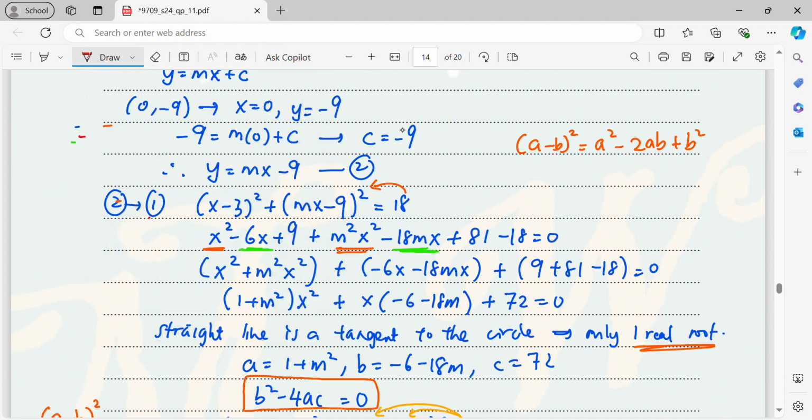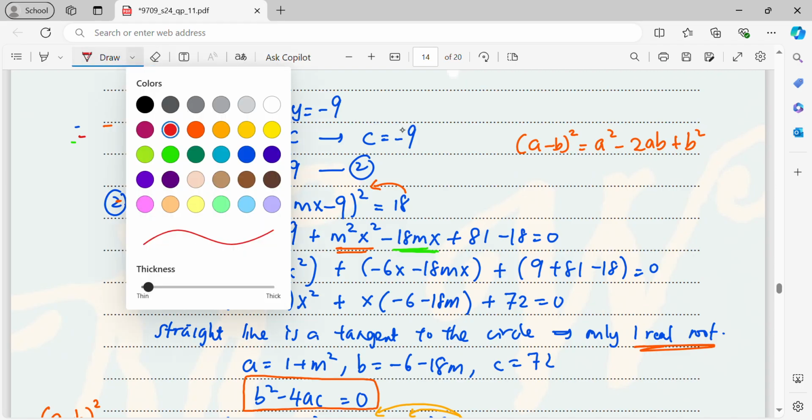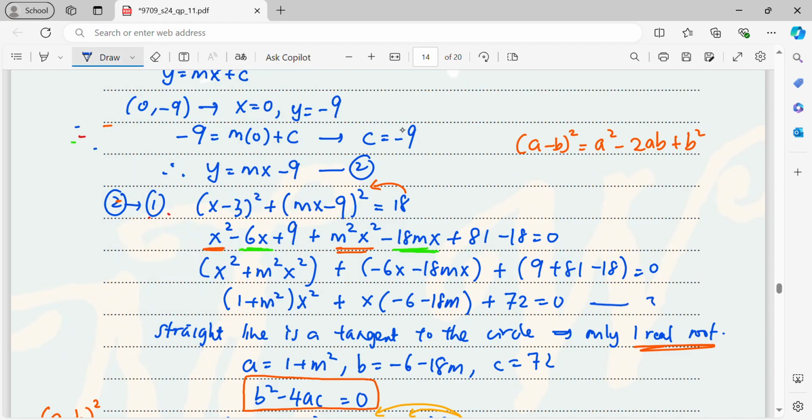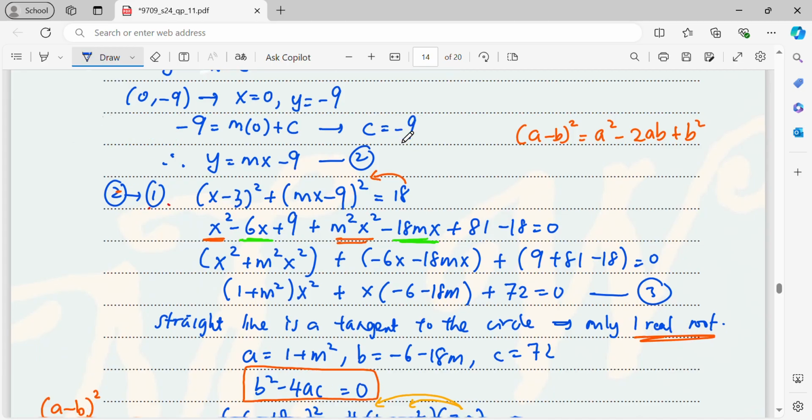Okay, you substitute second into first. That means in this step, this is to find the intersection point. Alright, so I will let this be the third equation. This is the equation that will give you the intersection point.